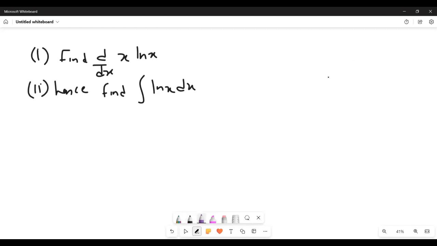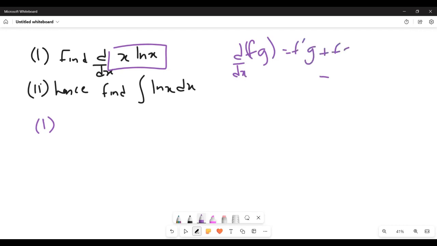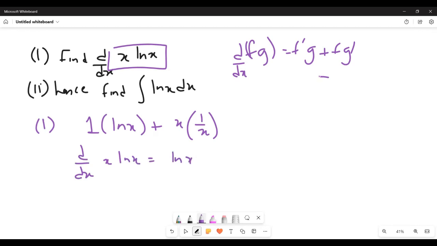Part 1 says differentiate that. It's a product, so we use the product rule of differentiation, which is: if we're differentiating fg, then it's f' times g plus f times g'. So it's going to be 1 times ln x plus x times 1 upon x. So it's going to be ln x plus 1. The derivative of x ln x is ln x plus 1.